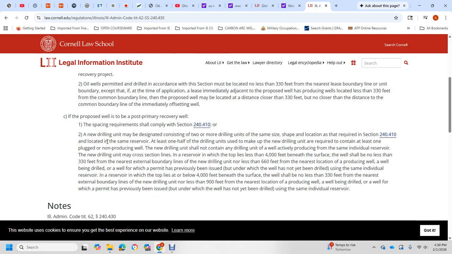For a reservoir with the top lying less than 4,000 feet beneath the surface, the well shall be not less than 330 feet from the external boundary lines of the new drilling unit and not less than 660 feet from the nearest producing well or a well for which a permit has been issued but which has not been drilled in the same individual reservoir. For a reservoir with the top lying below 4,000 feet beneath the surface, the well shall be not less than 330 feet from the nearest external boundary line of the new drilling unit and not less than 900 feet from the nearest producing well, or a well for which a permit previously has been issued but under which the well has not yet been drilled, in the individual reservoir.